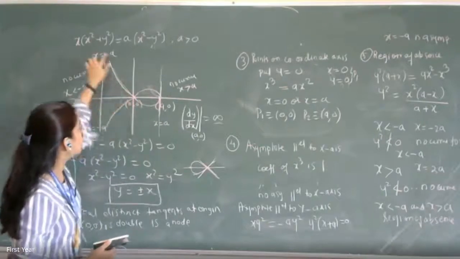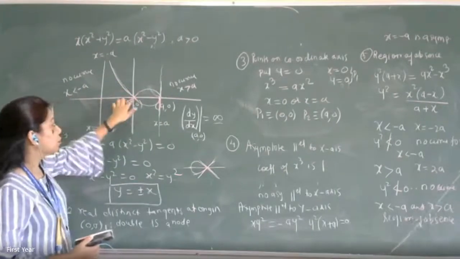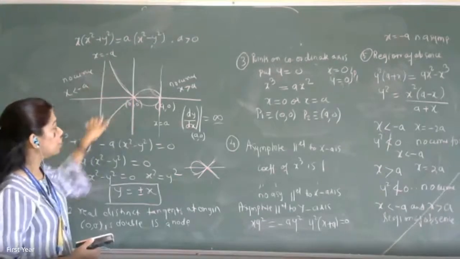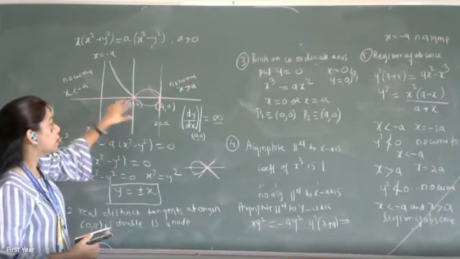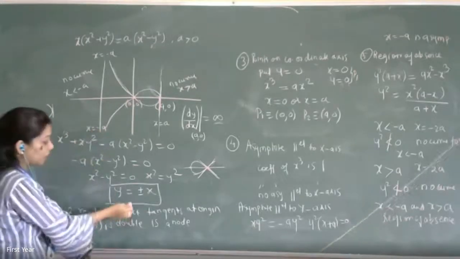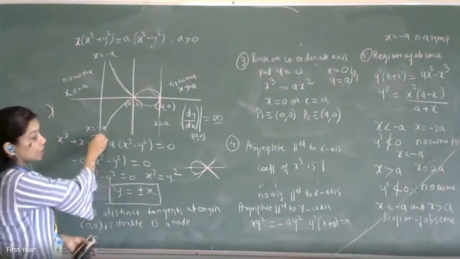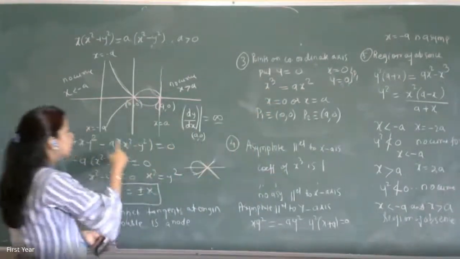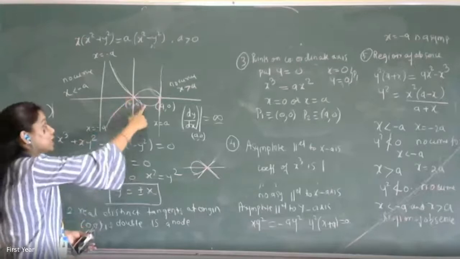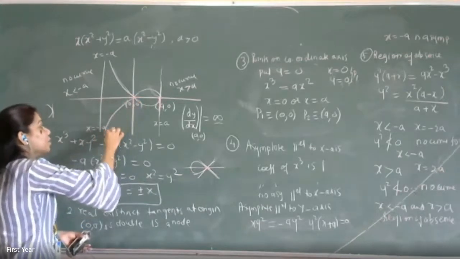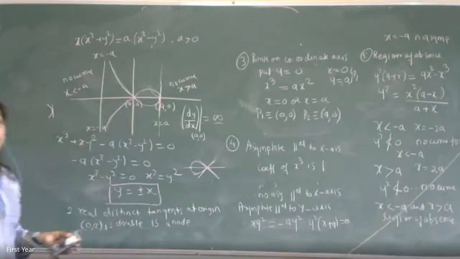But what about this part? Obviously origin is a double point, so from here two branches or two curves should come out. How is that guaranteed? x is equal to minus a. We saw that it's an asymptote. Asymptote means this curve will meet this line at infinity. So the curve comes from here and touches it at infinity. So that will be our example.